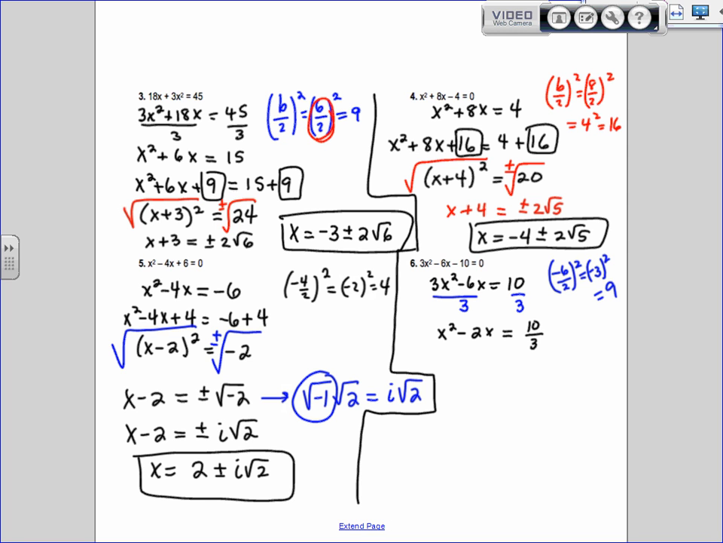Oh, whoops. Yeah. Darn. So Ian got me, didn't he? Bonus point for Ian. All right, so negative 2 over 2 squared. So I get negative 1 squared, which is 1, right? So I'm going to have x squared minus 2x plus 1 equals 10 thirds plus 1.